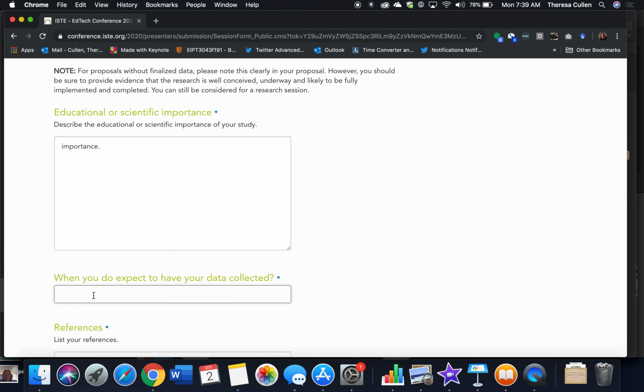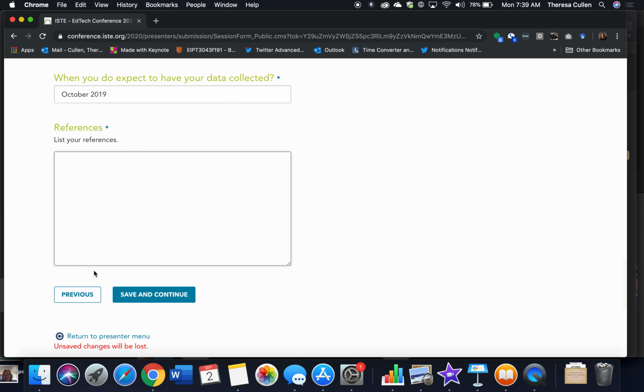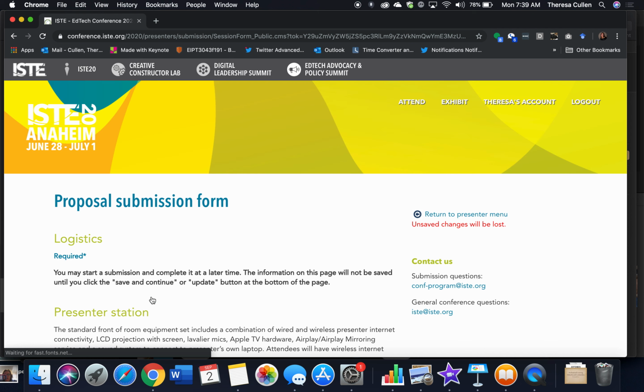Then, when do you expect to have your data collected? This is super important. So I'm going to say October 2019. And then list your references. That will help us know about the camps and who it is that you're using, and help us to put proposals together. If there's several proposals citing the same people, I can put them together more easily. Save and continue to save your work.